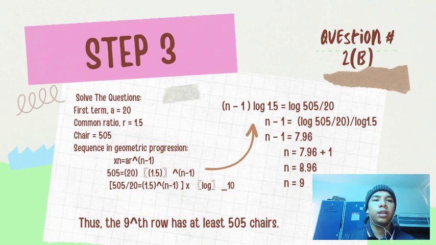And then we calculate and solve this question, and the final answer we will get is n equal to 9. Thus, the ninth row will have at least 505 chairs.